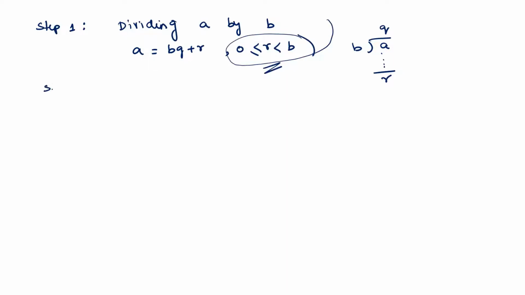Now what is step 2? Step 2, there are two conditions here. If R is equal to 0, you can directly find out the HCF of A comma B. If you get the remainder as 0 here, then the HCF is the divisor itself, B. Else, if R is not equal to 0, then what happens?